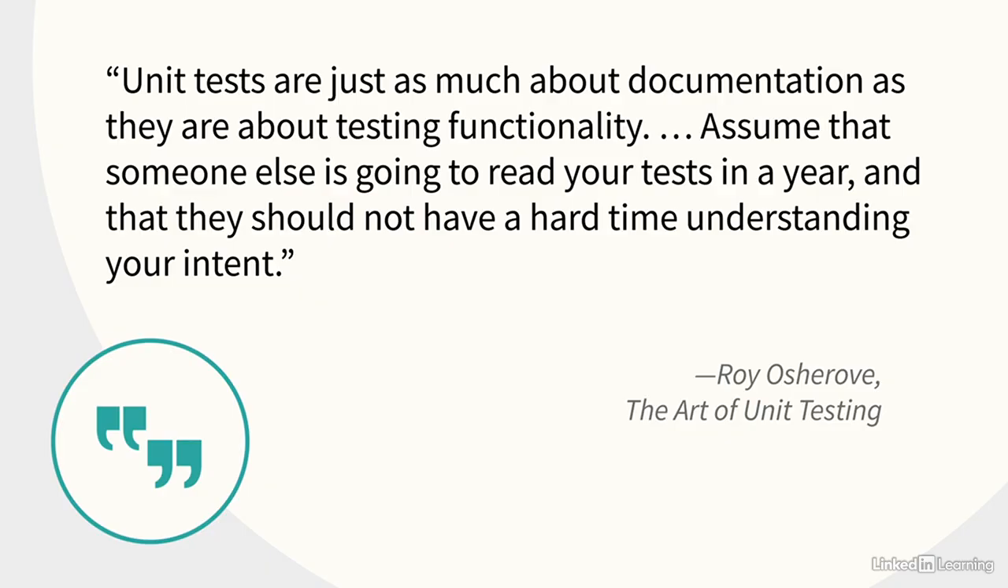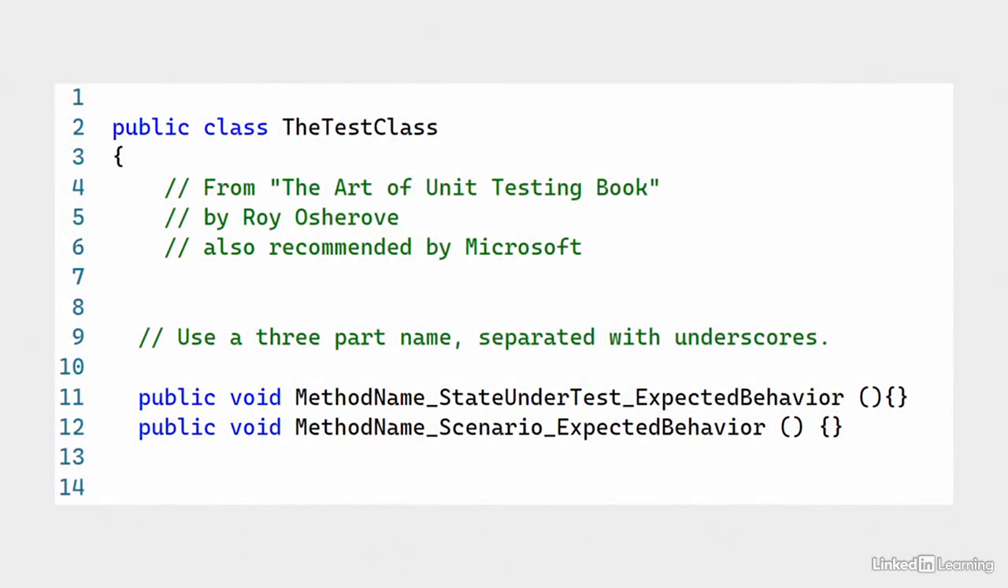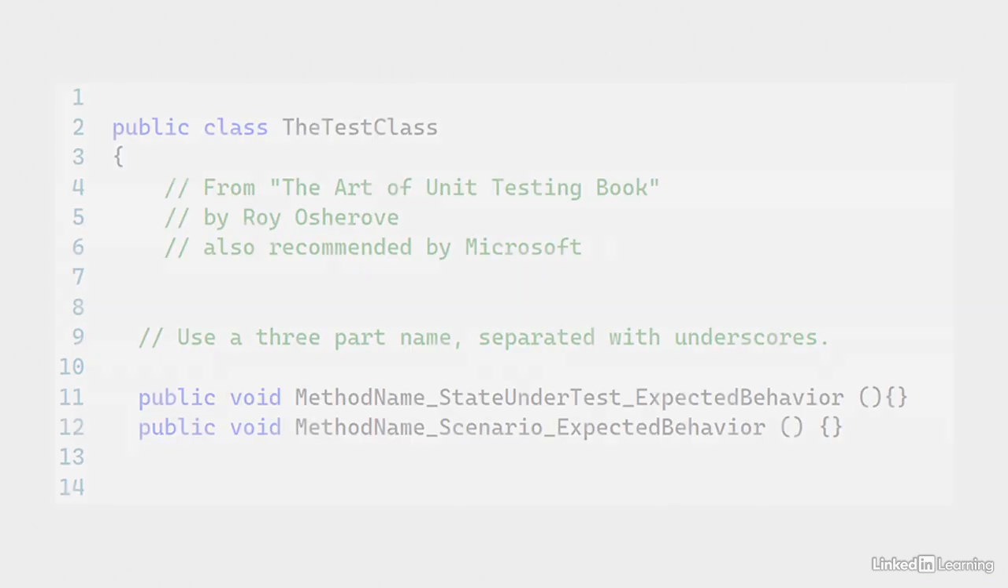They should not have a hard time understanding your intent. A well-chosen name is part of that documentation. His suggestion for test names is to divide it into three parts, separated with underscores. See line 11? It starts with the method name you are testing. The second part is what is called the state under test. Microsoft calls this the scenario. The third part of the name is the expected behavior. This is what should happen in the successful run of the test.